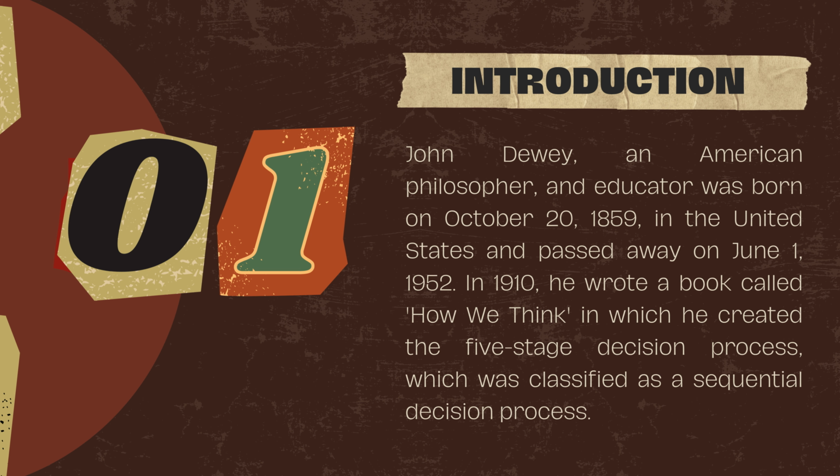For the introduction, John Dewey, an American philosopher and educator, was born on October 20, 1859 in the United States and passed away on June 1, 1952. In 1910, he wrote a book called How We Think, in which he created the 5-stage decision process, which was classified as a sequential decision process. Sequential decision processes are models that divide the decision process into groups that always appear in the same order or sequence.